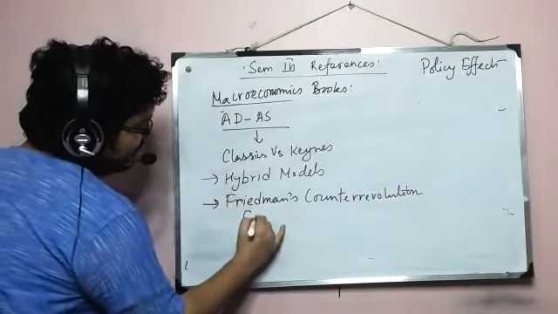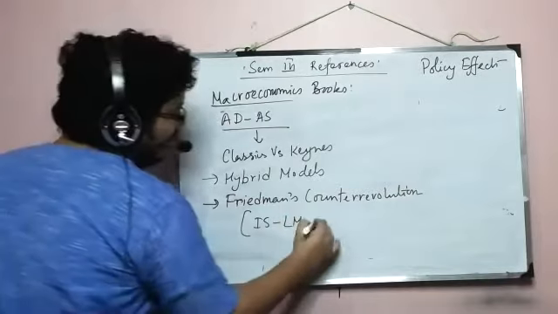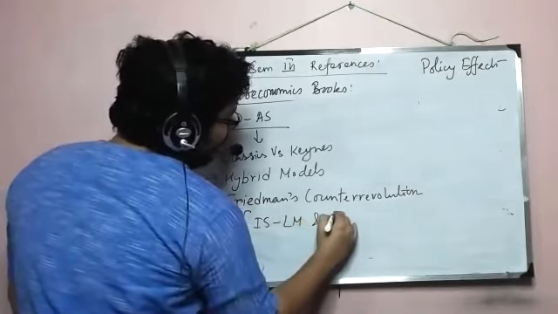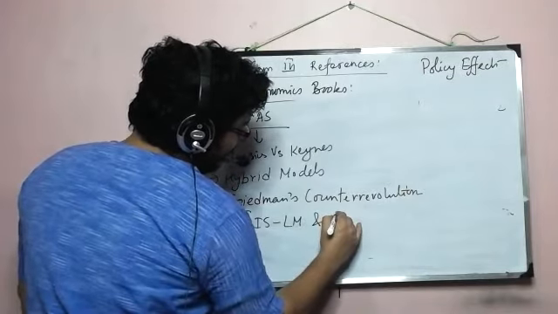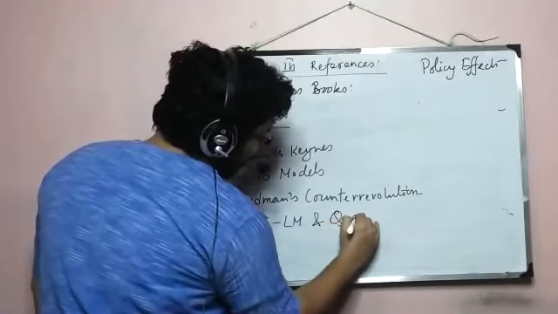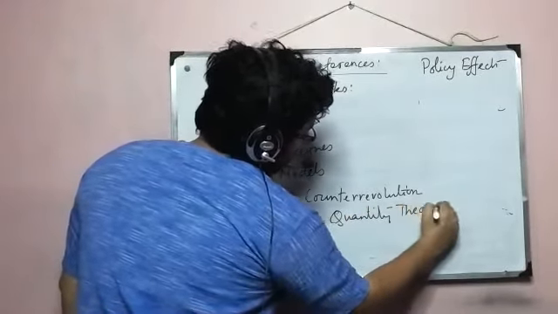Number one is the ISLM model that we'll study now, and number two, which we have studied in the last sem, is the quantity theory of money.